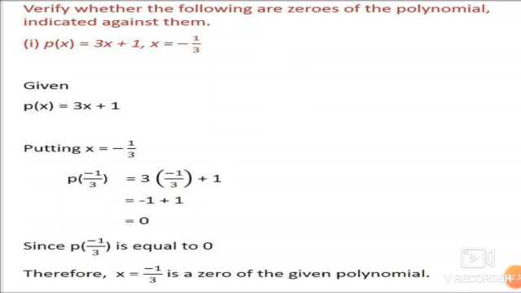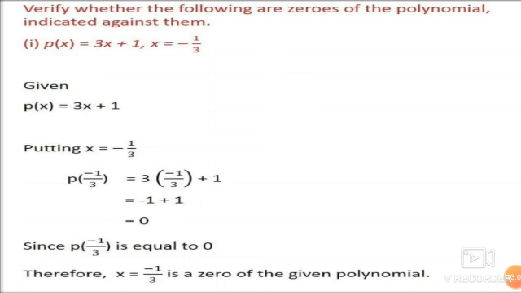Given, what is given here? You can write it: p(x) = 3x + 1. Putting x = -1/3, whatever is given, we write as it is in the first step and also the second step. You can observe the third step. In the third step, whatever the x value is, we substitute that x value in the first expression.